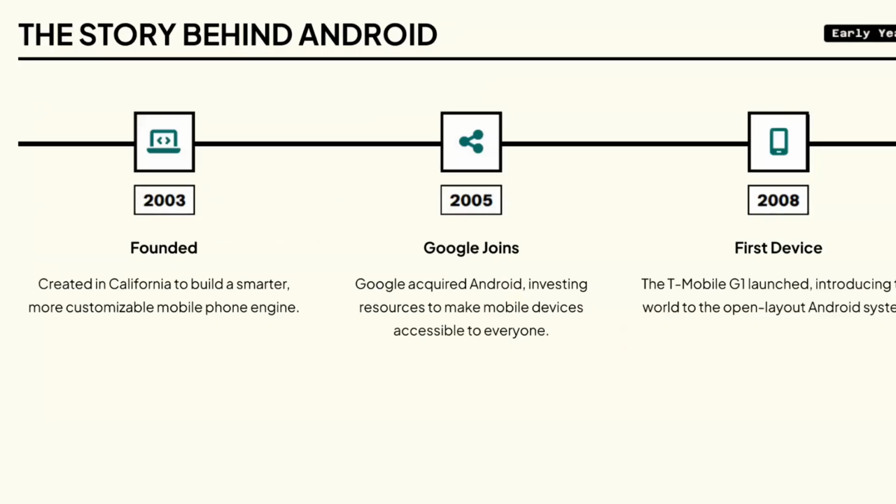The story behind Android. In 2003, Android was founded. It was created in California to build a smarter, more customizable mobile phone engine. In 2005, Google joined. Google acquired Android, investing resources to make mobile phones accessible to everyone. In 2008, the first Android device was launched, the T-Mobile G1. It introduced the world to the open layout of the Android operating system.